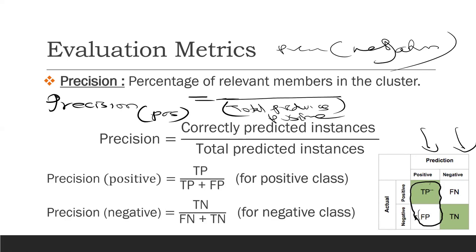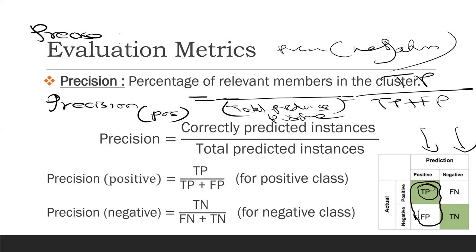Among this total predicted, this is the only one correctly predicted. So the ratio is true positive over true positive plus false positive. True positive means the correct predictions. That is the total prediction, and this scenario equals the precision of positive. Now tell me, what about the precision of negative? How can you calculate the precision of negative?